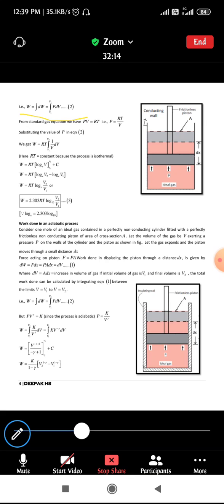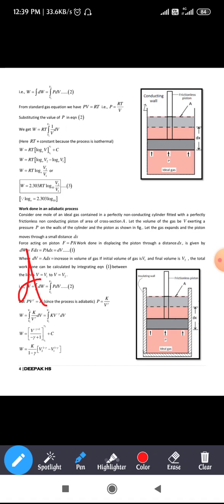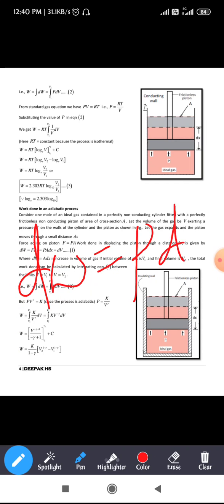Okay, fine. I think I have explained integration in two chapters, right? In thermal properties of matter I have explained. See here, it's very simple. We are integrating equation 1. So equation 1 is nothing but what? It is dW equal to PdV.